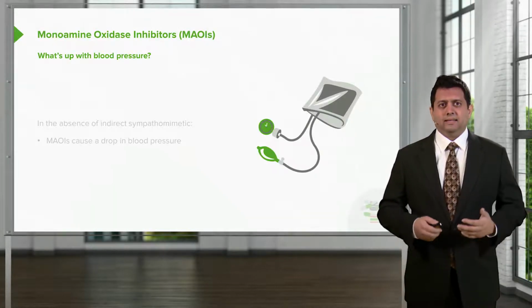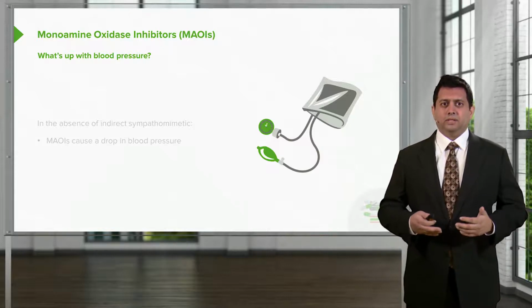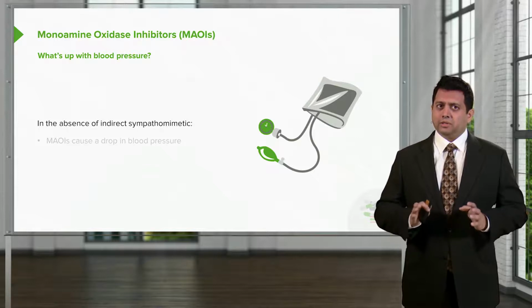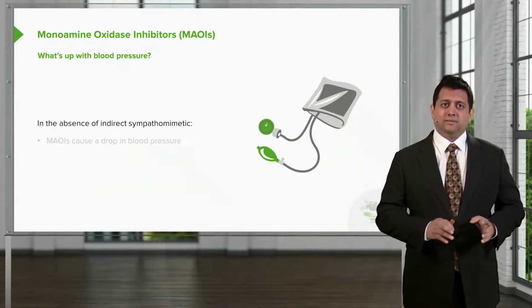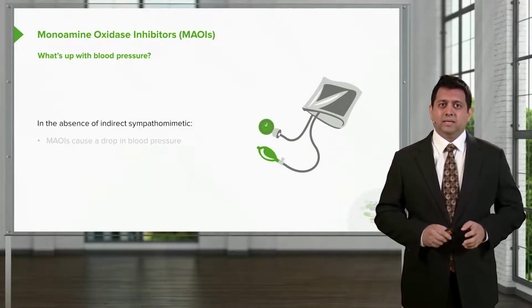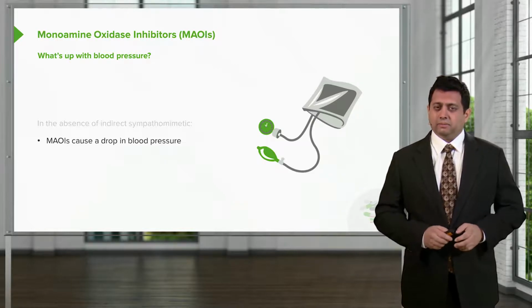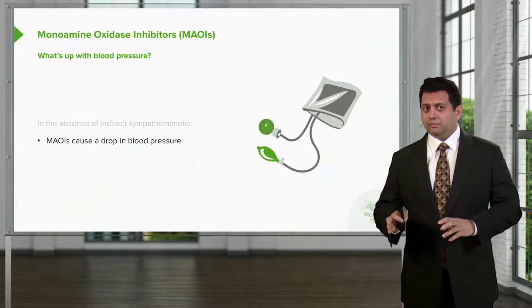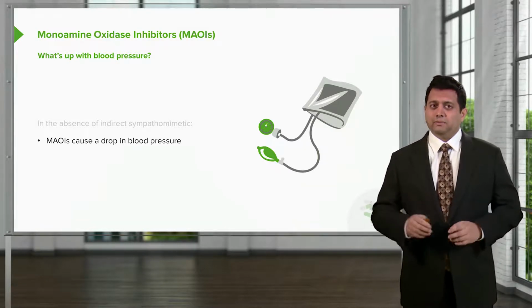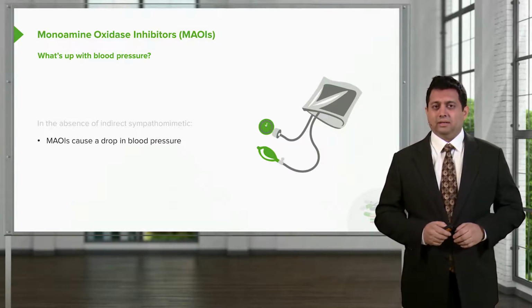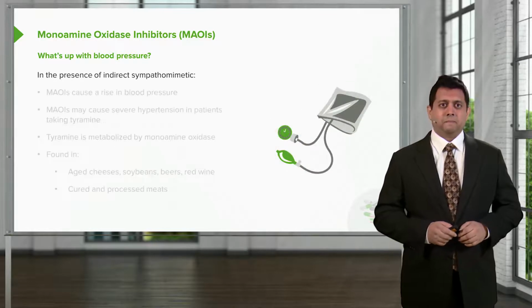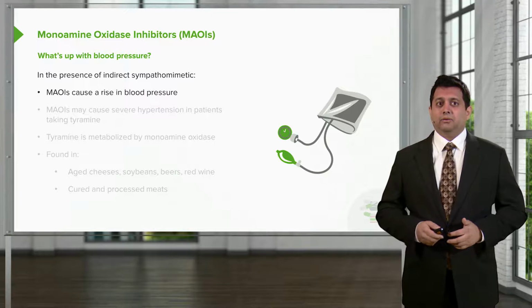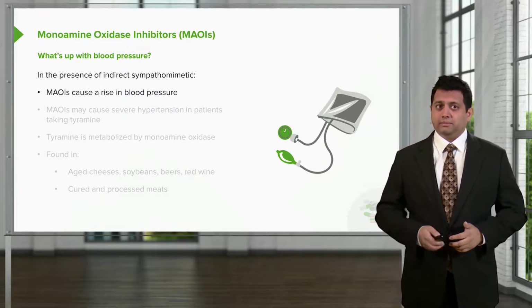Why is it that MAOs can cause a reduction in blood pressure? Well, you have to remember that MAOs are being given in the absence of indirect sympathomimetics, and that's how they cause a drop in blood pressure. So it's not just about sympathomimetic activity, it's about which type of sympathomimetic activity you're engendering. Now, in the presence of an indirect sympathomimetic, MAOs cause a large rise in blood pressure.